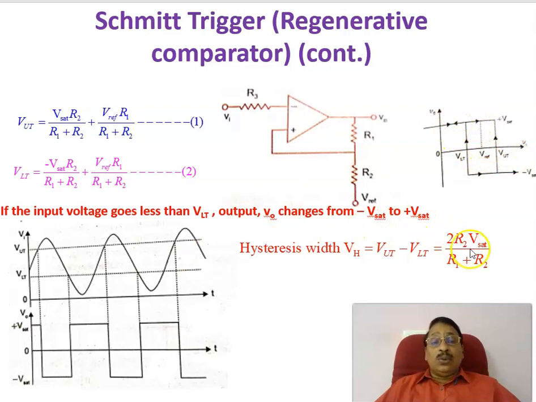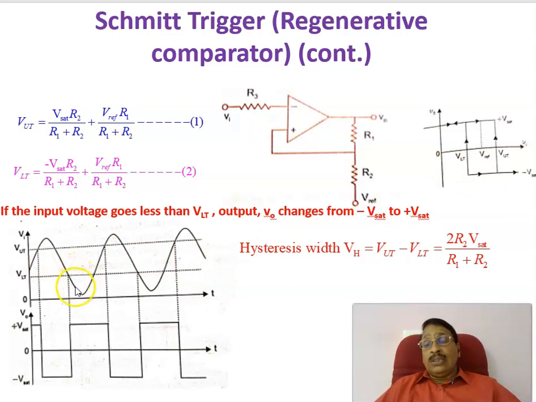That is equal to twice R2 into Vsat divided by R1 plus R2. That is clear from this one. When the input voltage goes above the upper threshold voltage, the output changes from plus Vsat to minus Vsat, and that will continue at minus Vsat until the input voltage goes less than the lower threshold voltage.